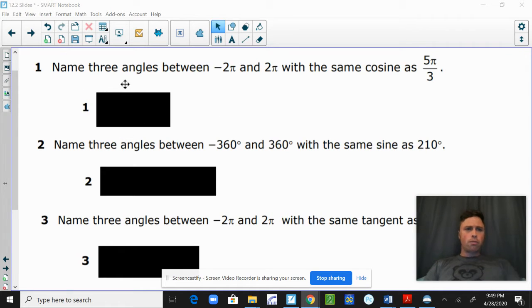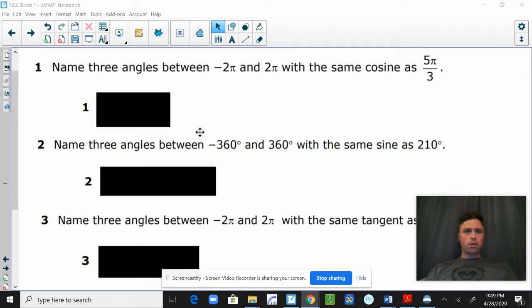So the first problem we'll look at together here, we're going to name three angles between negative 2 pi and positive 2 pi. So it's given us a window where we want to find our angles, an upper and lower bound, with the same cosine as 5 pi over 3. So the cosine of that angle is going to be the x coordinate for that angle. If you want to think about that in degrees, just to put a handle on it, that would be exactly 300 degrees. So, how are we going to approach this?